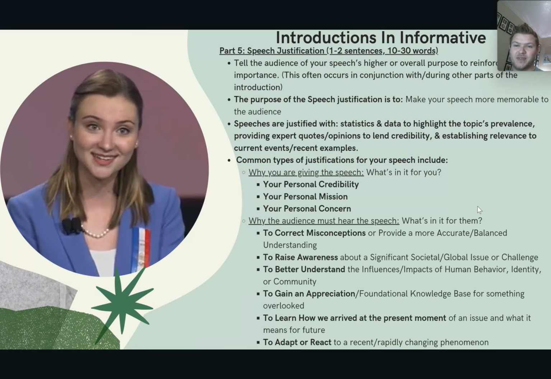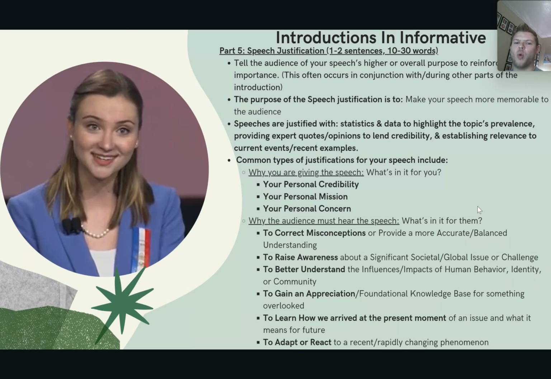Common types of justifications for your speech. The first kind is, why are you giving this speech? What's in it for you? You could talk about your personal credibility, your knowledge, or your experience with the topic. This is often also done in your attention getter step or in your segue. You can provide your personal mission, your goal, or your purpose in speaking on this topic, which is also often done in the roadmap. Or you can share a personal concern, fear, or problem that is addressed by speaking on this topic, which is commonly done in the significance or relevance section.